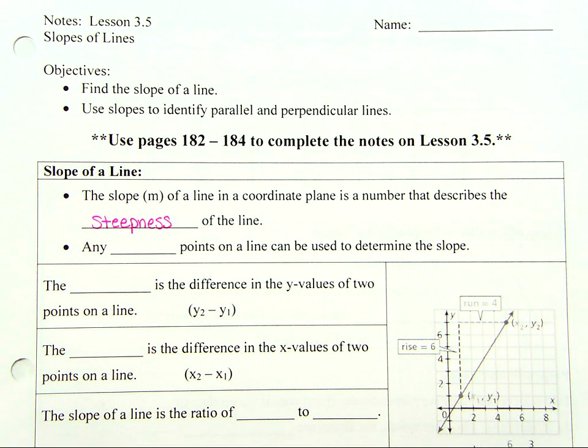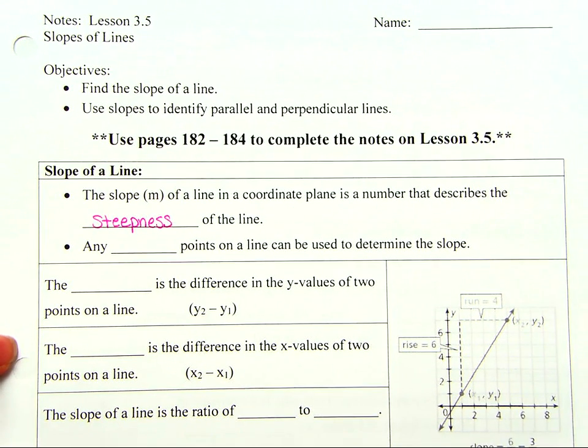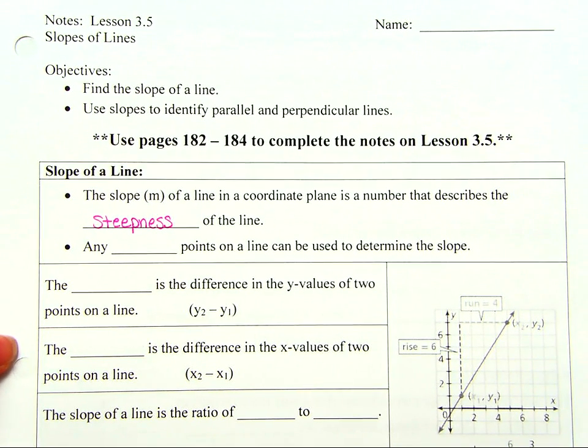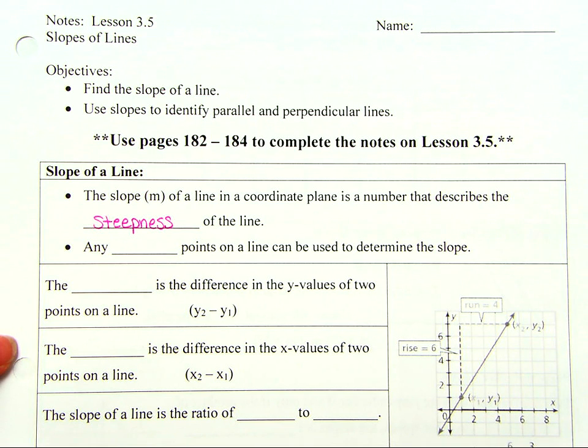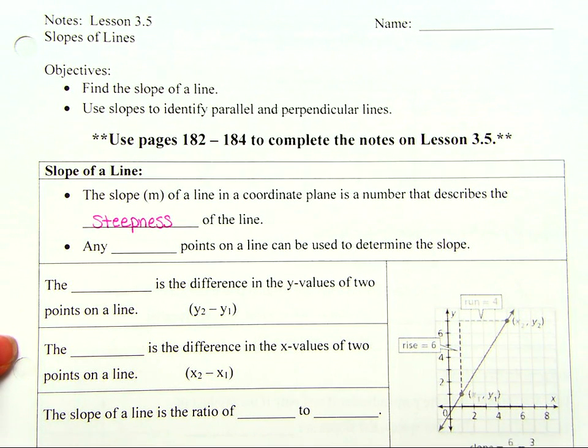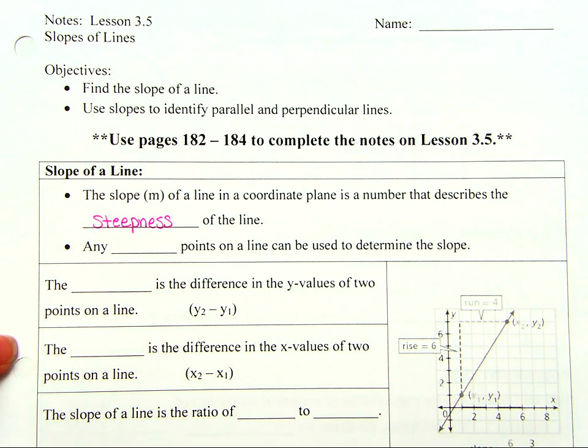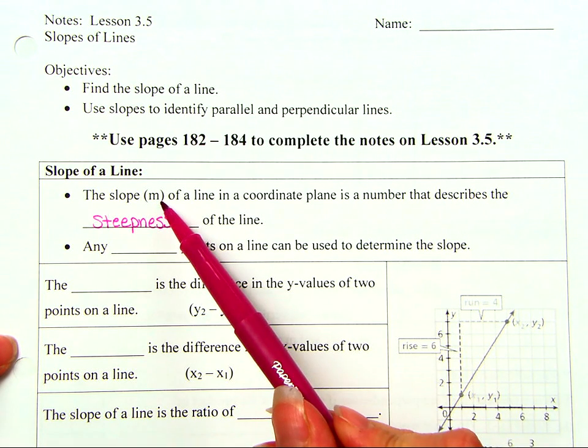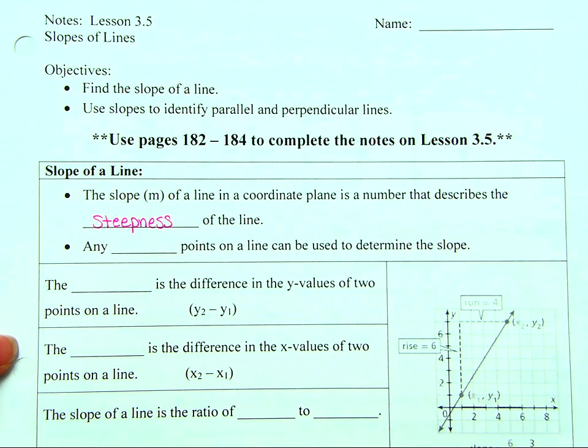In lesson 3.5, we're going to be talking about the slopes of lines. The topic of slope should be a review topic from your middle school math and also from Algebra 1. I'll remind you that when we talk about slope, a lot of times we represent that with the lowercase letter m, and that the slope describes the steepness of any line.